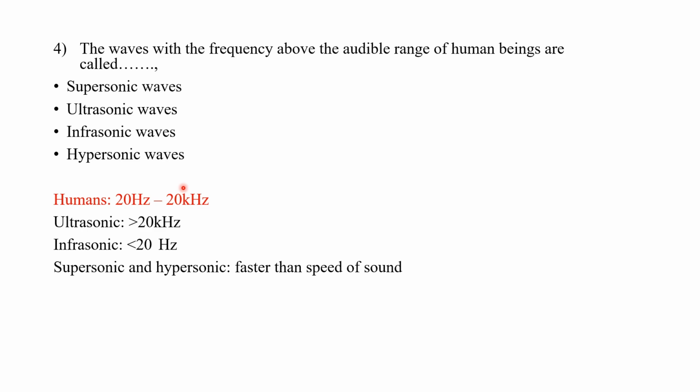And ultrasonic sound waves have frequencies above 20 kHz, and infrasonic sound waves have frequencies below 20 Hz, and supersonic and hypersonic are faster than the speed of sound. So the correct answer for this question is ultrasonic waves. Ultrasonic waves are above 20 kilohertz, so they are not audible to human beings.